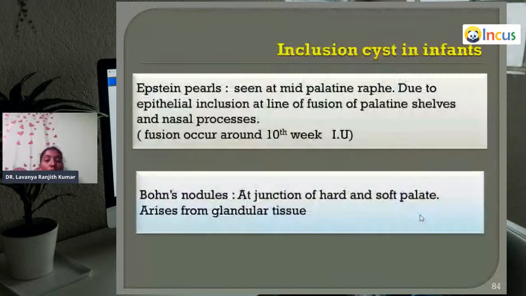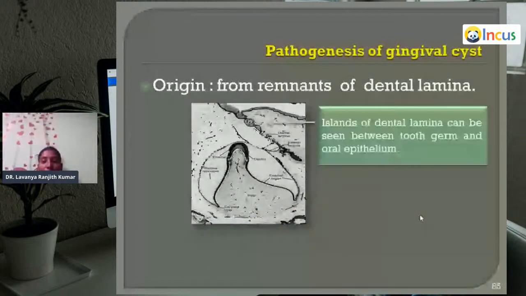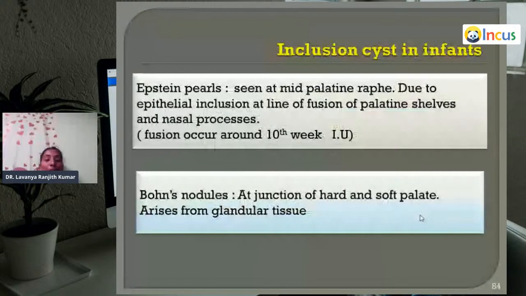Two inclusion cysts which may be present in infants are called Epstein pearls and Bohn's nodules. Epstein pearls are seen at the mid-palatine raphe due to epithelial inclusion at the line of fusion of palatine shelves and nasal processes. Bohn's nodules are at the junction of the hard and soft palate and arise from glandular tissue.